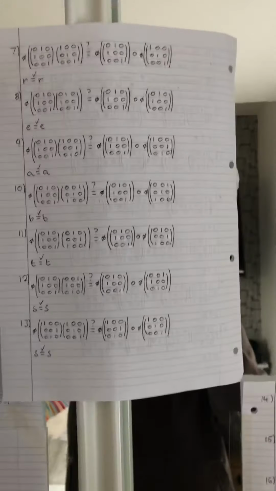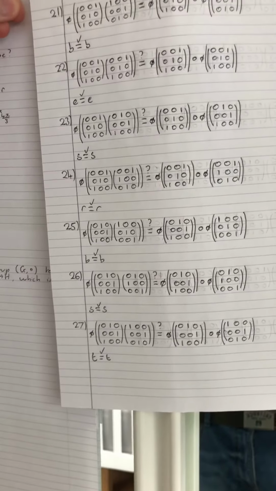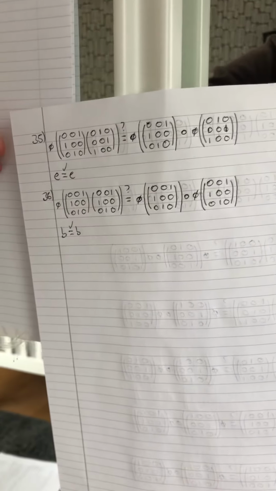So here's 1 to 6. Here's 7 to 13. Please pause it when required. 14 to 20. 21 to 27. There we go. 28 to 34. And 35 to 36, so that should show that it is in fact a homomorphism.